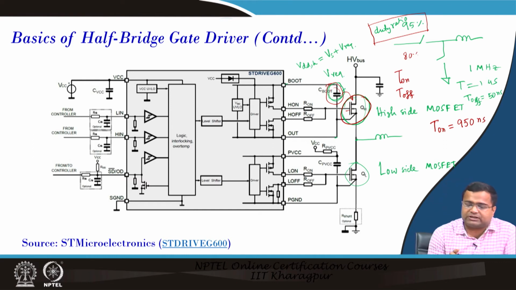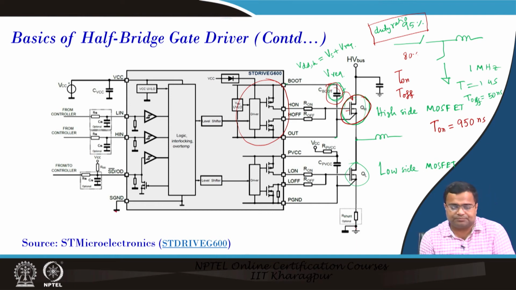We may not need a bootstrap if we can generate the driver supply through an isolated power supply. That means here the driver and everything is generated from the common ground, which is the same as the power ground. But if we can create isolation between the supply of the driver and the supply of the power stage, then we can easily connect the driver ground, which is an isolated ground, to the source, and then we simply have to generate the additional voltage here. So, that also requires isolation.